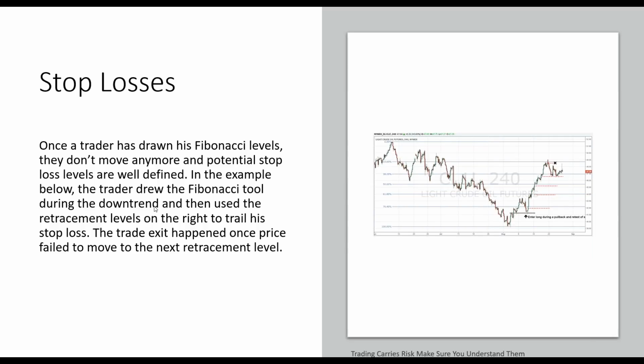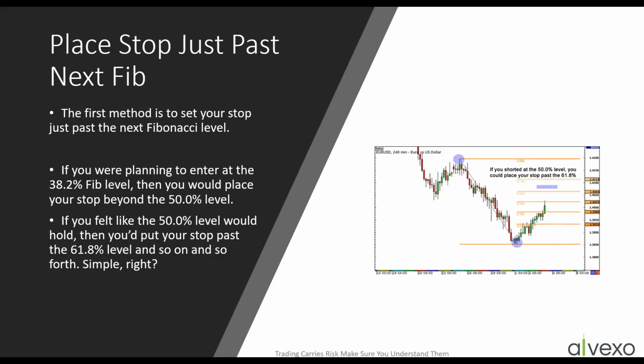In the example below, the trader drew his Fibonacci tools during the downtrend and then used the retracement levels on the right to trail his stop loss. The trade exit happened once price failed to move above the next retracement level. The first method is to set up your stop just past the next Fibonacci level. If you're planning to enter at the 38.2 level, then you would place your stop slightly beyond the 50% level. If you felt like the 50% level would hold, then you might want to move your stop past the 61.8.